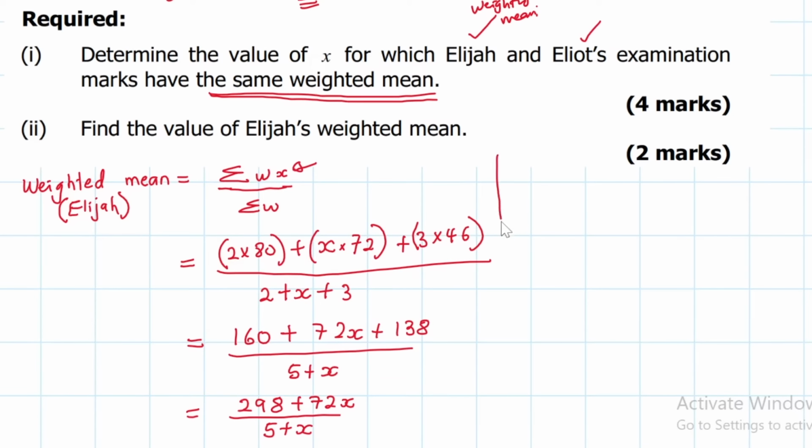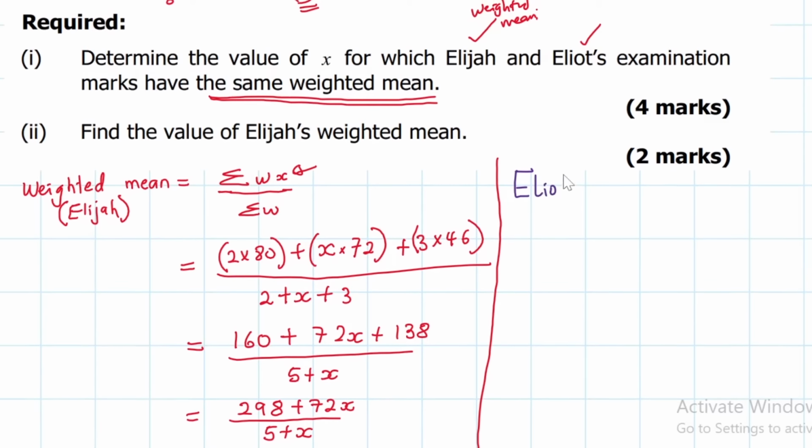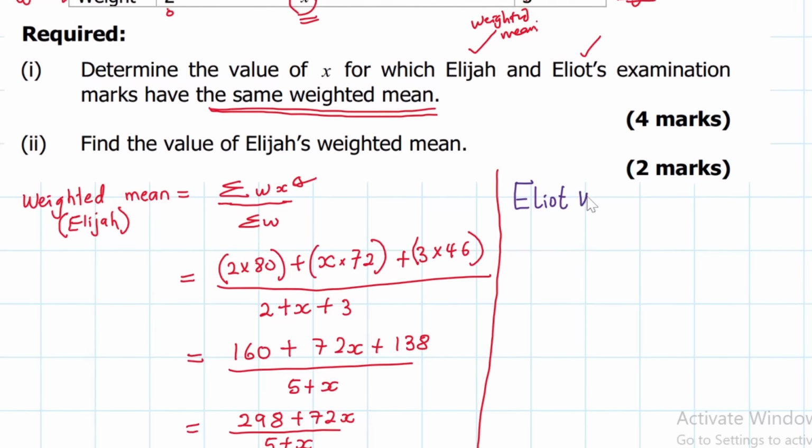Okay, so now that we are done with Elijah, let's do the one for Eliot. Let me use a different color for that. Eliot weighted mean.